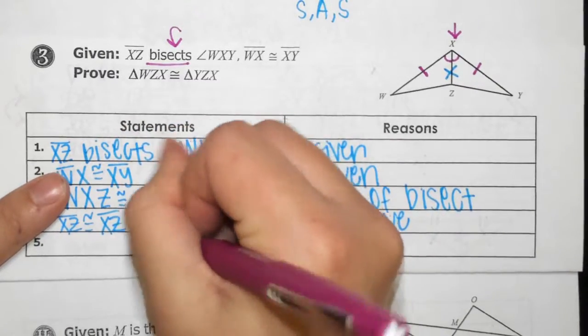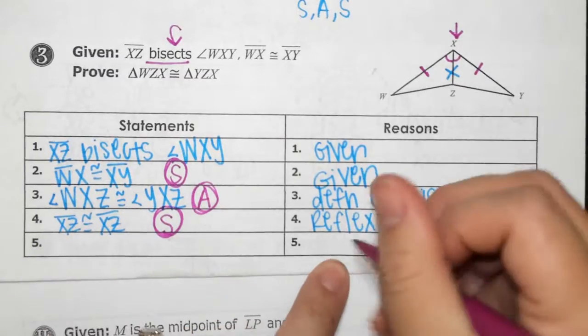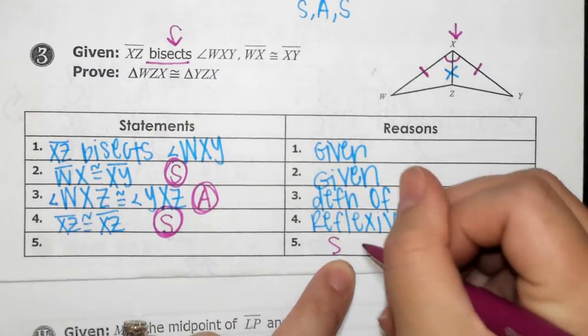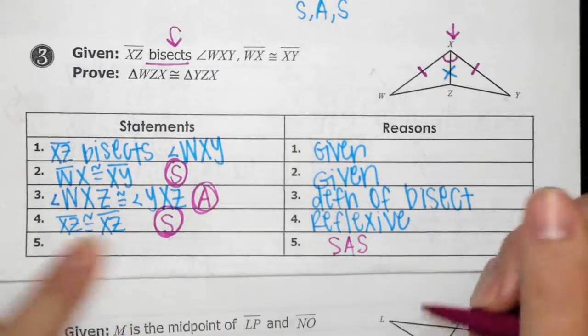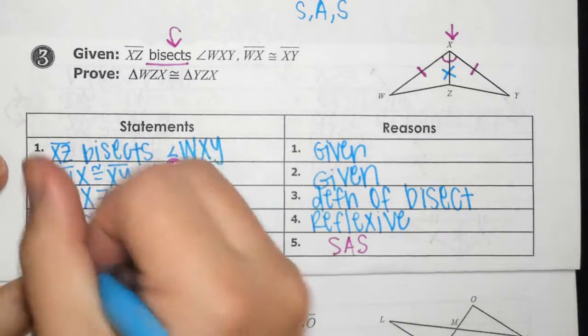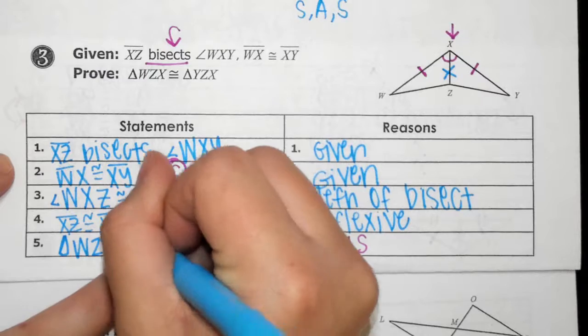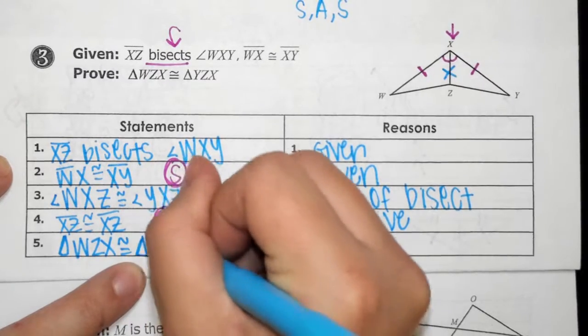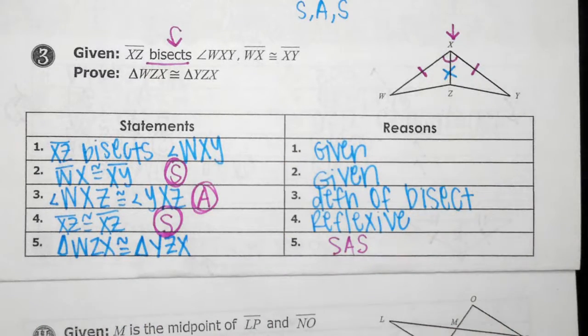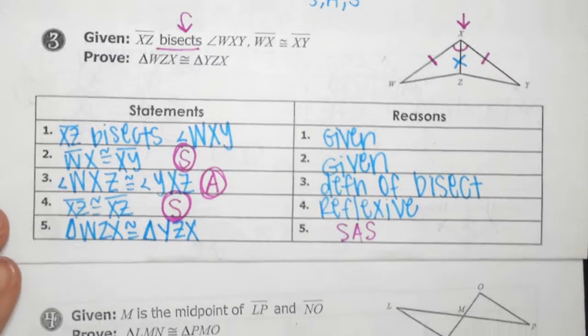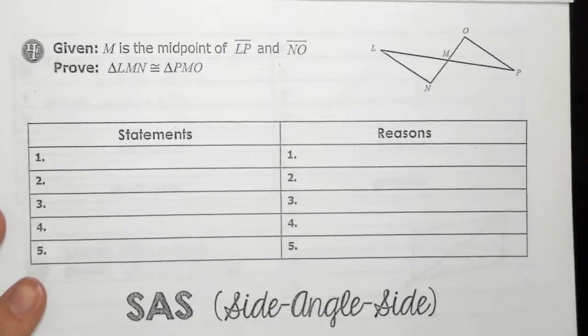Are we done? Can we use those over here? So, by side, angle, side, these two triangles are congruent. Triangle WZX is congruent to triangle YZX. All right, let's keep going.